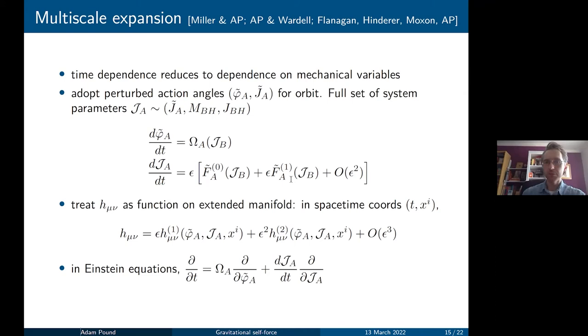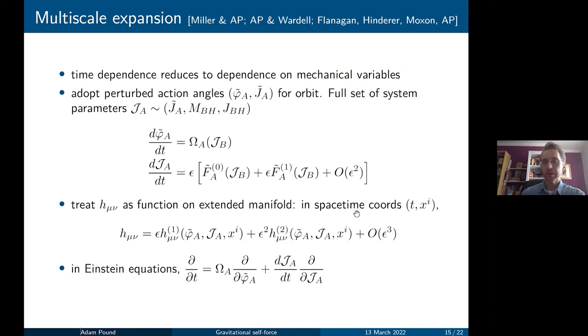Now, the reason I've changed notation from 1 and 2 down to 0 and 1 is that this term here is the adiabatic approximation, 0PA, and this term here is the first post-adiabatic approximation, 1PA. So I'm using post-adiabatic counting in this equation. And now the key idea when it comes to solving the Einstein equation is that we treat our metric perturbation as a function on an extended manifold.